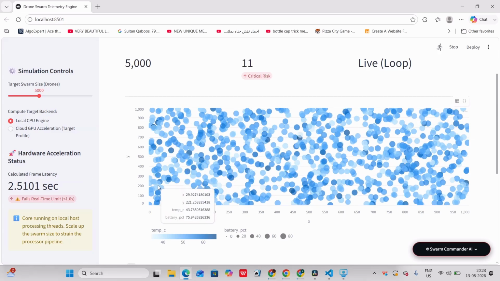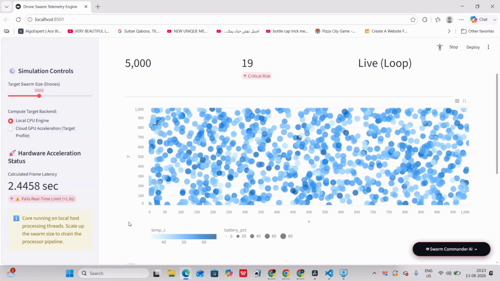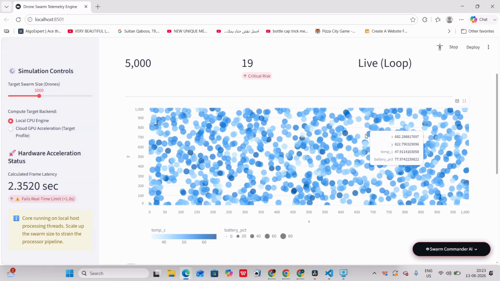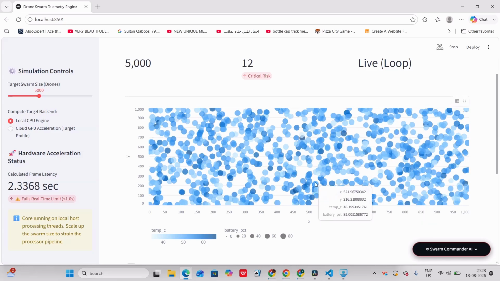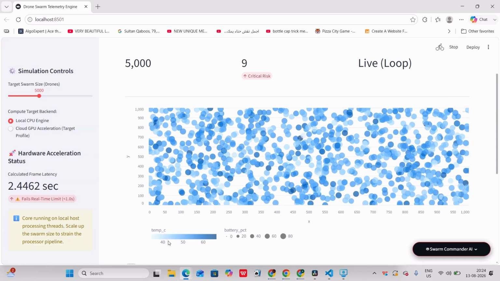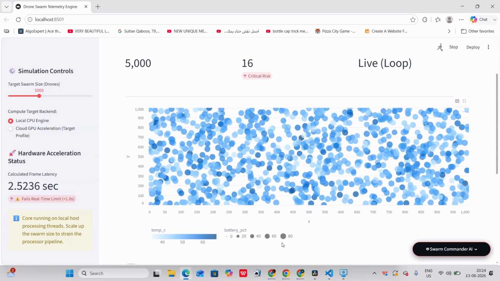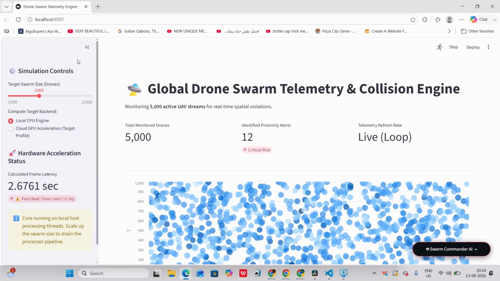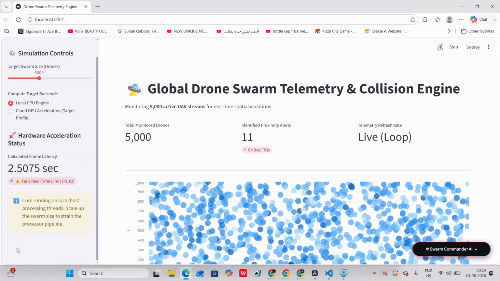The dots also represent the battery percentage of that particular drone. The smaller the diameter of these dots, the lower the battery. The scale for temperature and battery percentage is also given at the bottom of the map for your reference. On the left of the screen, you will be able to see the details about the processor, acceleration, and latency.